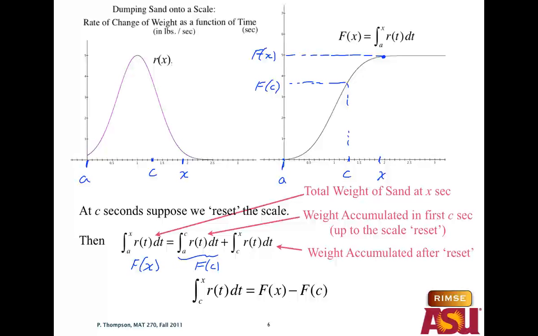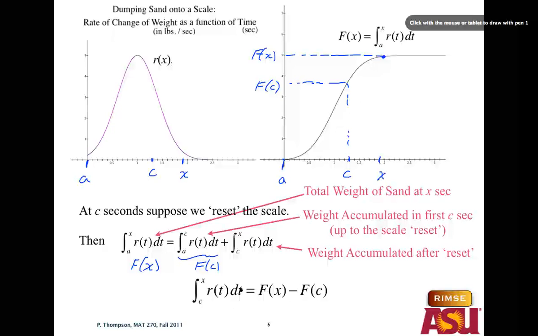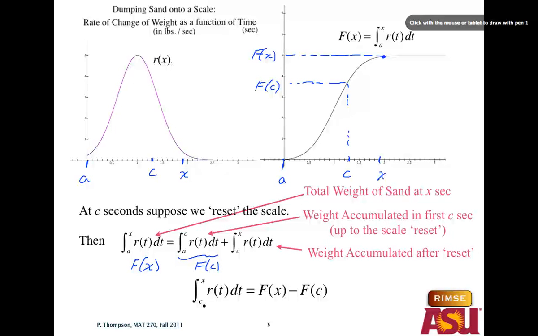So I'm just giving you a context to think about, and there's really nothing new here, okay? Except this idea of a reset. If we reset the scale, then this is kind of like the scale reading now, right? When it starts at c, we get a scale reading of 0, even though there is already this weight on the scale, okay? So now this goes to the question that was asked last time. Okay, does this make sense?